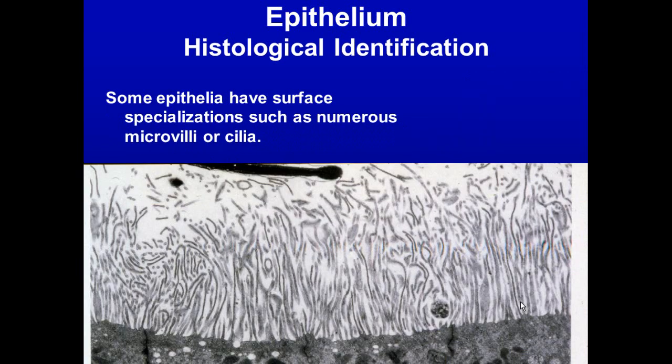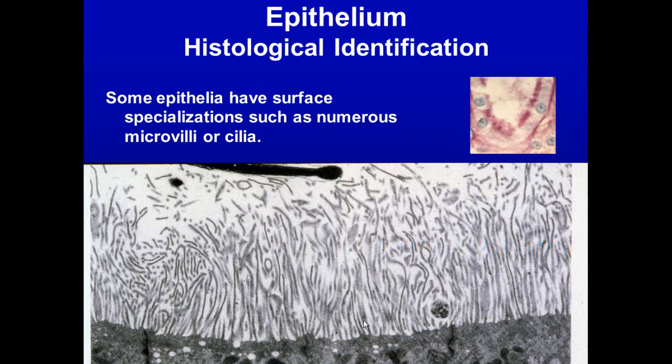Also, epithelium has specializations on the surface. Here we see very long microvilli, which amplify the surface area of these. You may have cilia, which actually move things along, and you have those in the pseudostratified columnar epithelium of the respiratory system.